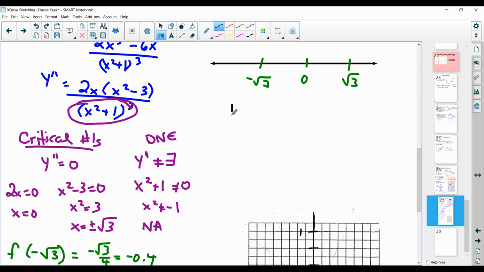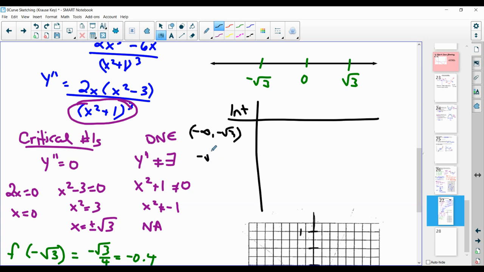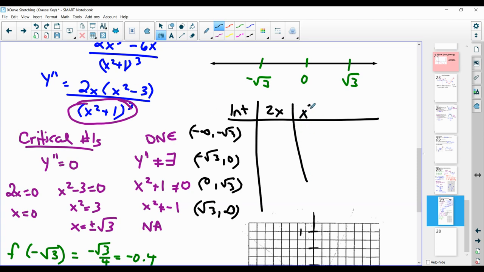And we've got 4 intervals happening. So we're going from negative infinity to negative root 3, from negative root 3 to 0, then 0 to root 3, and root 3 to infinity. Now, for here we have 2x. These are our critical points that we were using. So we had 2x, we had x squared minus 3, and we had x squared plus 1. So again, we'll pick test points, and then from there determine whether the second derivative is positive or negative. The test points that I chose here, I chose to use negative 2.